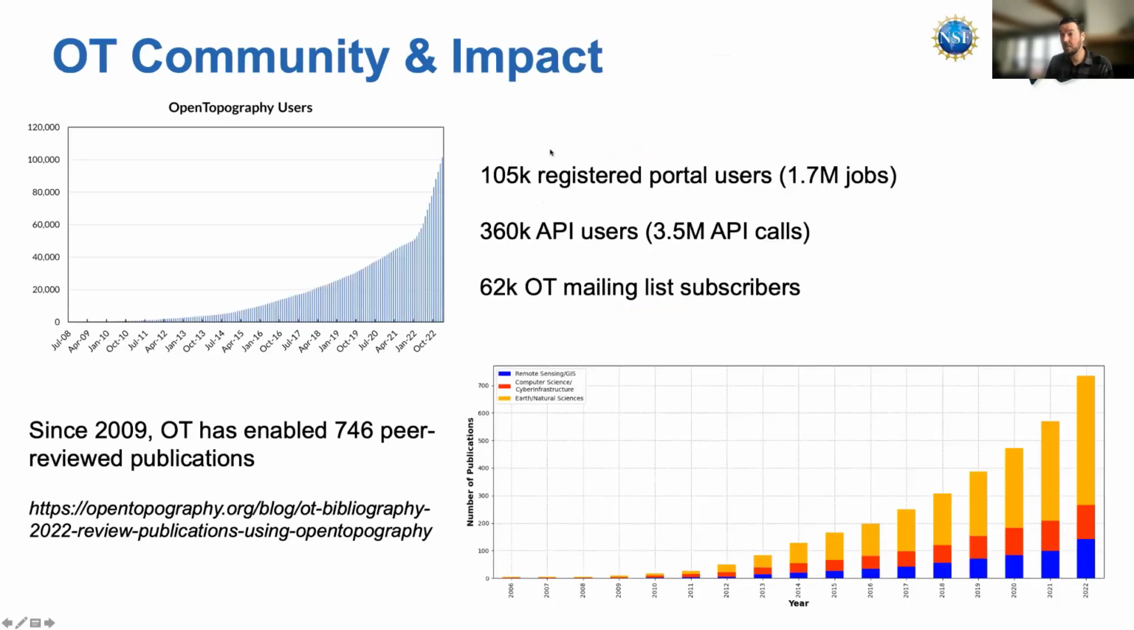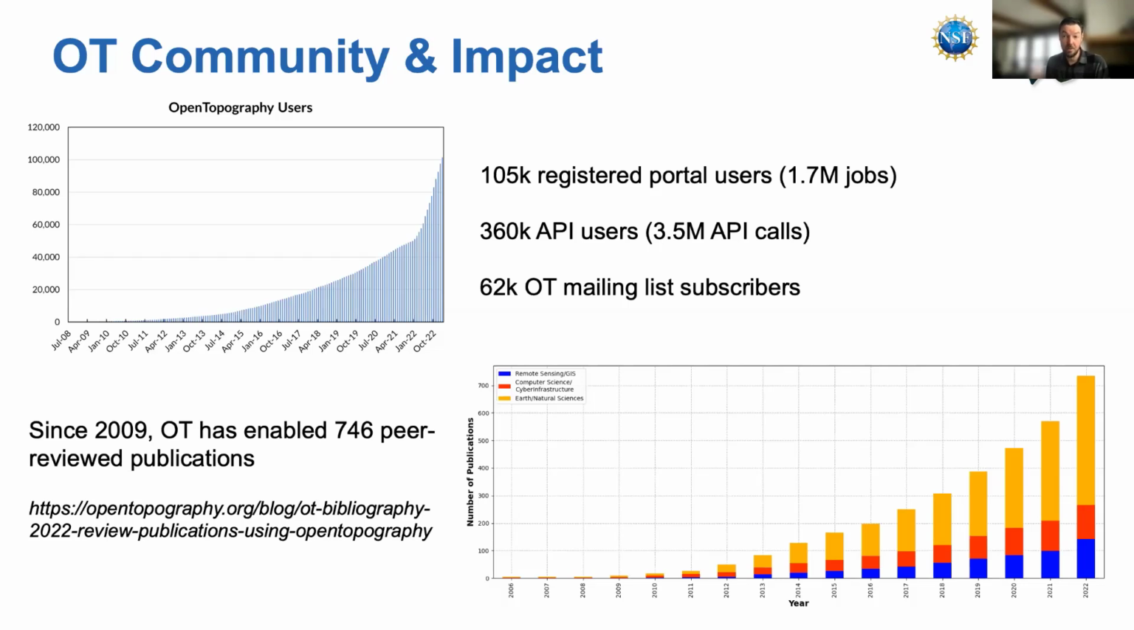So quickly, I've already mentioned this, but OpenTopography use has kind of blown up. A lot of this is motivated by the Global Datasets API. We recently crossed over 100,000 registered users of OpenTopography and have run 1.7 million jobs. As I said, that API has 3.5 million hits. And there's actually over 62,000 people on our mailing list, which is why like 900 some odd people registered for the webinar series, which is kind of mind-boggling.